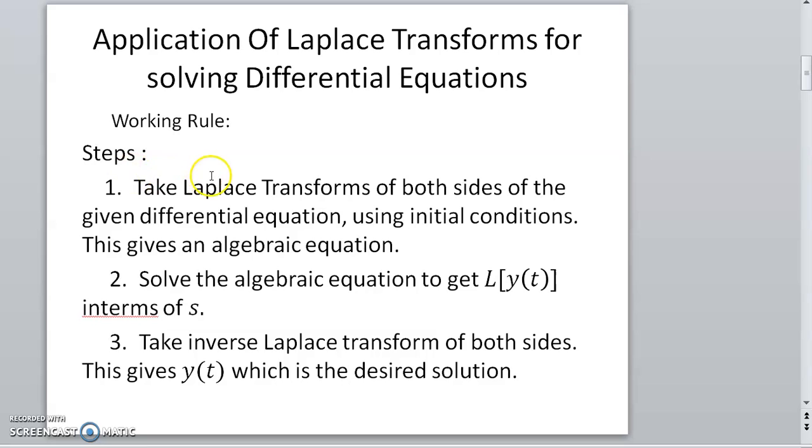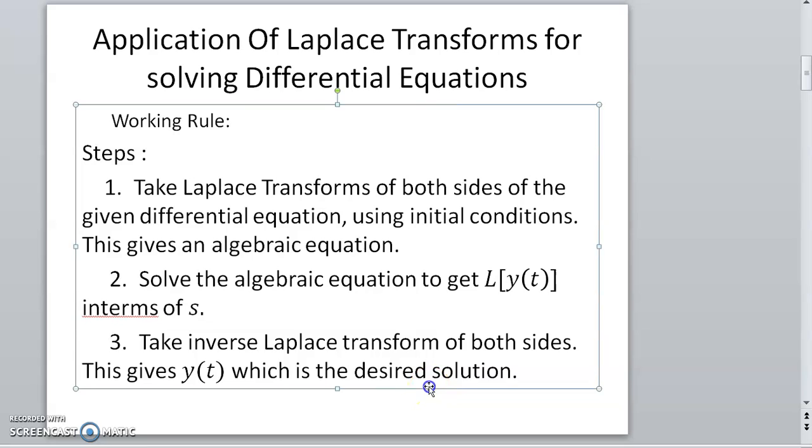There are 3 steps to get the desired solution. First step, take the Laplace transform of both sides of the given differential equation using initial conditions. This gives an algebraic equation. Second step, solve the algebraic equation to get L of y of t in terms of s. Third step, take the inverse Laplace transform of both sides. This gives y of t, which is the desired solution.